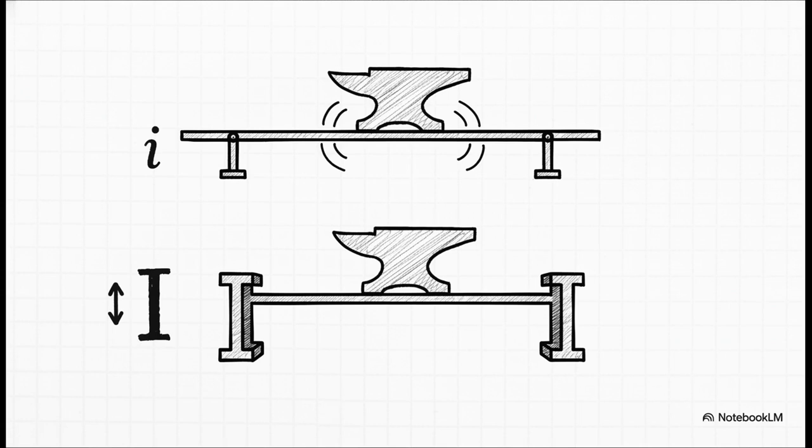Check this out. In the formulas for bending stress and for beam deflection, where is the I? It's in the denominator. This is so important. It means that the bigger your I value, the lower the stress will be and the less the beam will bend or sag. That's why we use I-beams. Their shape is genius because it pushes the material far away from the center, which maximizes the I value and makes it incredibly stiff and strong.